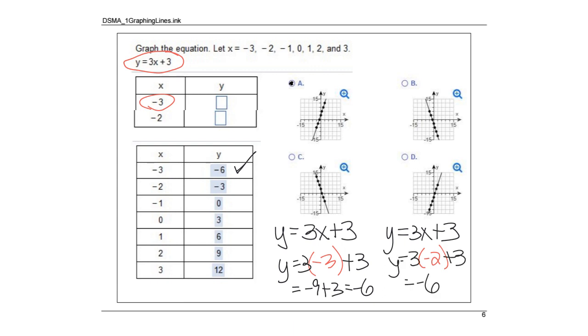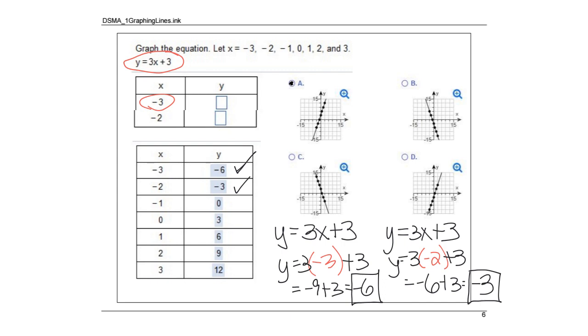That gives me -3, and that's what I'm going to answer next. And then so on. You're just going to keep substituting the x values and see what you get for y. So now we have these ordered pairs, and now we have to figure out which graph we're going to pick. This first one is -3, -6.